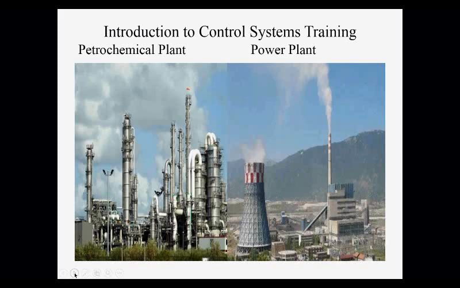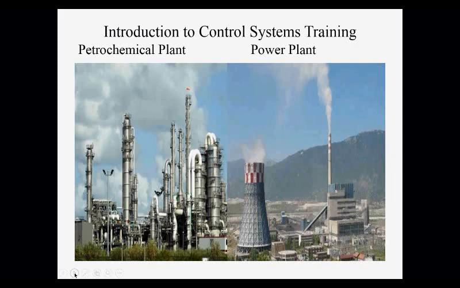So, introduction to control systems training. Now, in this image, you can see that there are two types of industry images. On one side, I can see the petrochemical plant with its very identifiable fractional distillation columns, and on the other picture, I can see the power plant with its boilers and everything.